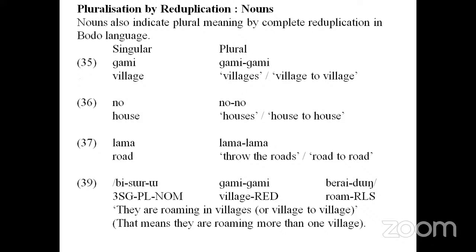Now noun reduplication. Nouns are pluralized by reduplication; nouns also indicate plural meaning by complete reduplication in the Bodo language. For example, gami means village, gami gami means village to village or villages; no means house, no no means houses; lama means road, lama lama means through the roads or road to road. Example 39: bisere gami gami beraiden, that means they are roaming in the village or village to village, that means they are roaming more than one village.